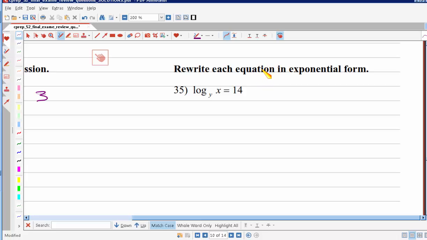Okay, so I'm going to do y to the 14th power equals x. It didn't say solve the equation, it just said write the equation.